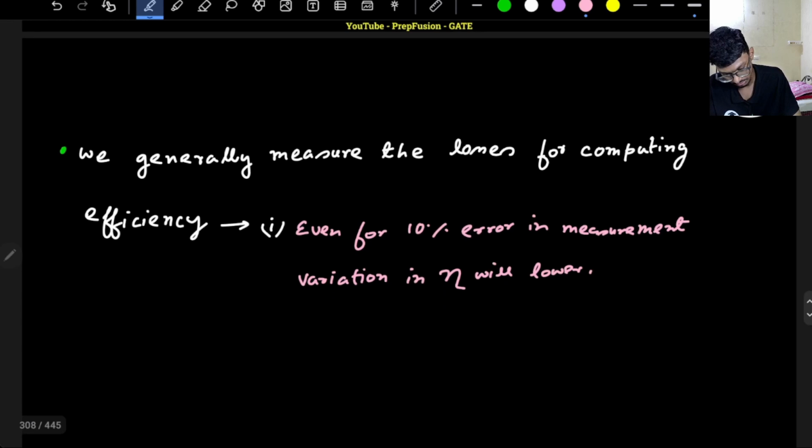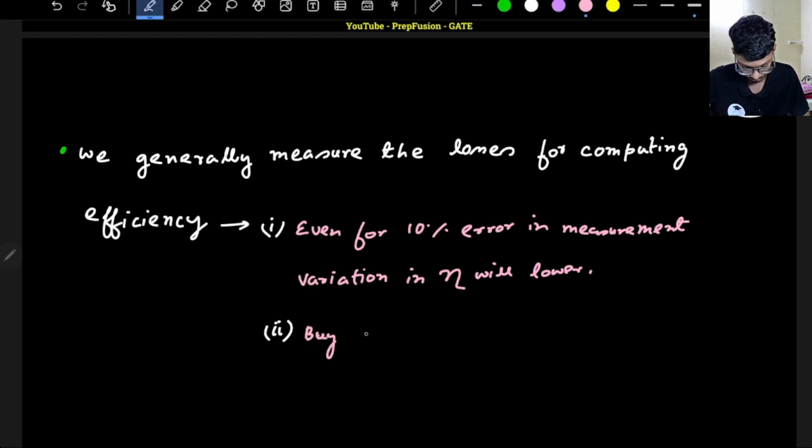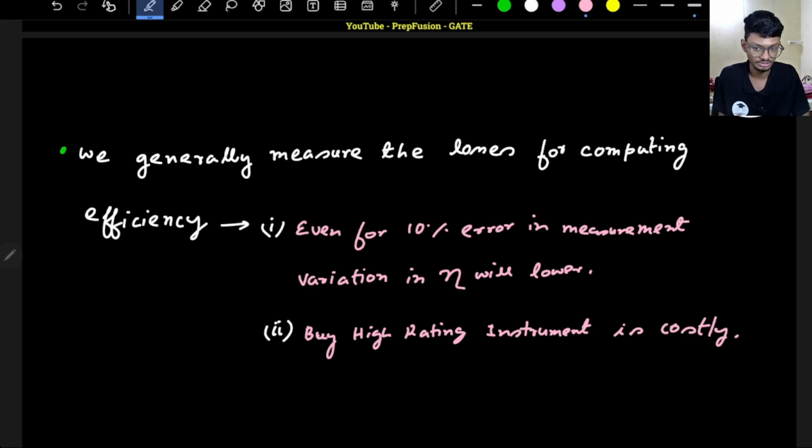Second reason is that buying high rating instruments is costly, so the losses will be a lower amount, so that will be cheaper. So these are mainly the two reasons why we generally measure the losses and not the output.